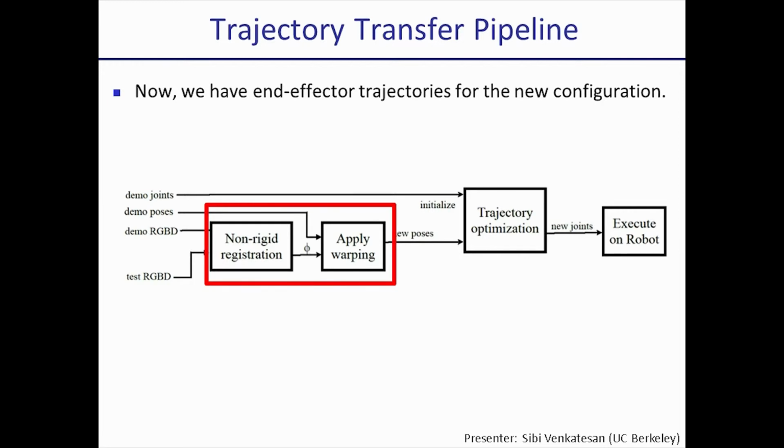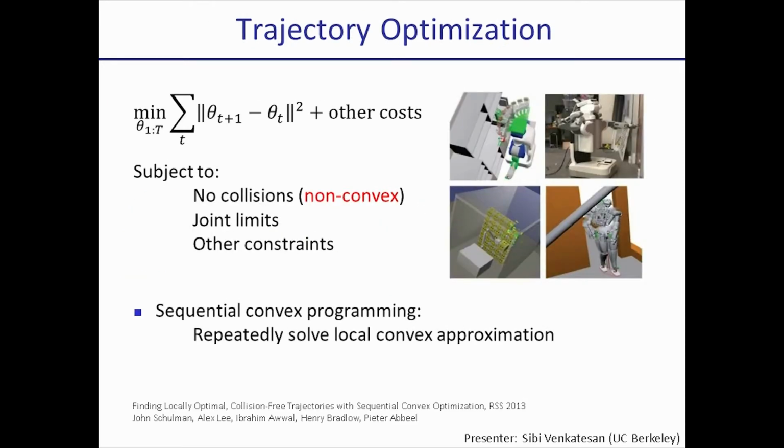Now we need to execute this gripper trajectory on the robot, and for this we need to motion plan. And here's what we use. Trajectory optimization was proposed by Schulman et al. at IROS this year. It solves an essentially non-convex problem, non-convex because of the collision constraints, by repeatedly solving local convex approximations of the same. This technique solves a large fraction of motion planning problems in complex environments with obstacles. I urge you to read their paper if you want to know more.